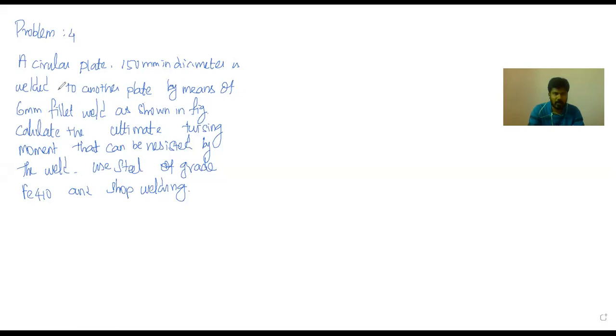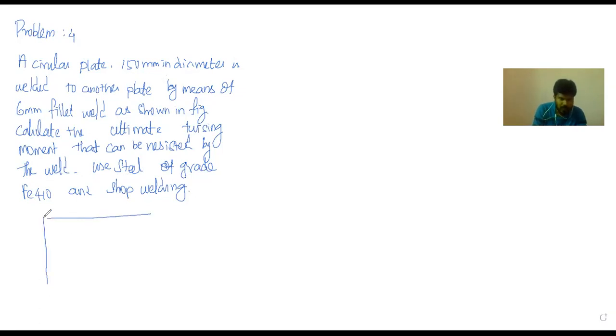The problem is: a circular plate 150 mm in diameter is welded to a connecting plate by means of a 6 mm fillet weld, as shown in the figure. Calculate the ultimate twisting moment that can be resisted by the weld. Use steel of grade Fe410 and shop welding. So we have to draw the diagram also.